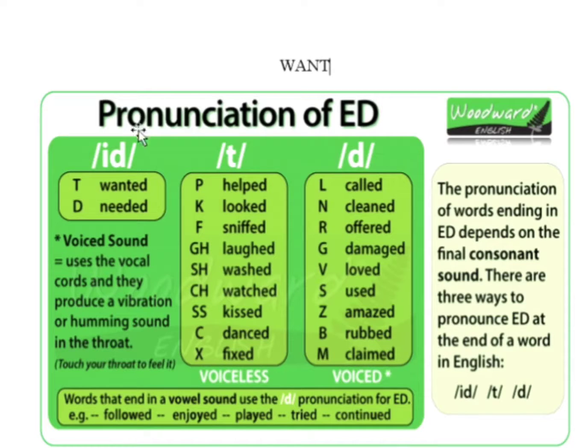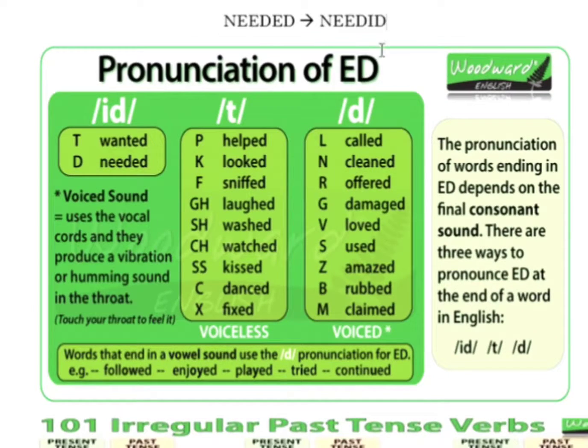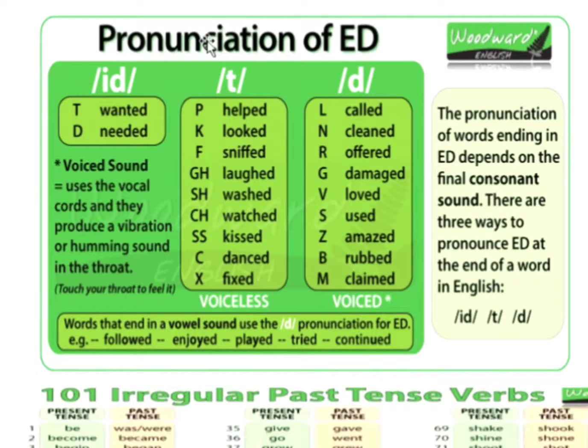For example, when the verb finishes with a T, like want, we add ed and we say wanted. Wanted. Or need, we say, sorry, say needed. Okay, so this is the way we change present verbs to past verbs and the way we pronounce those verbs in the past.